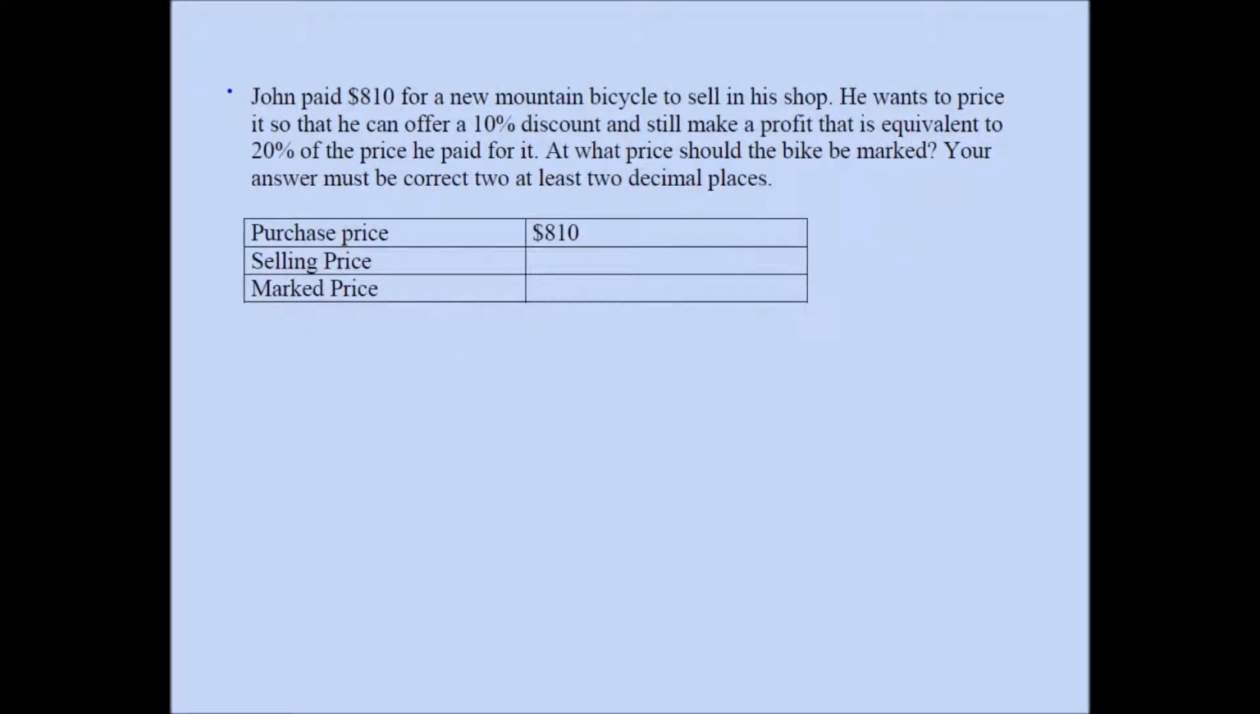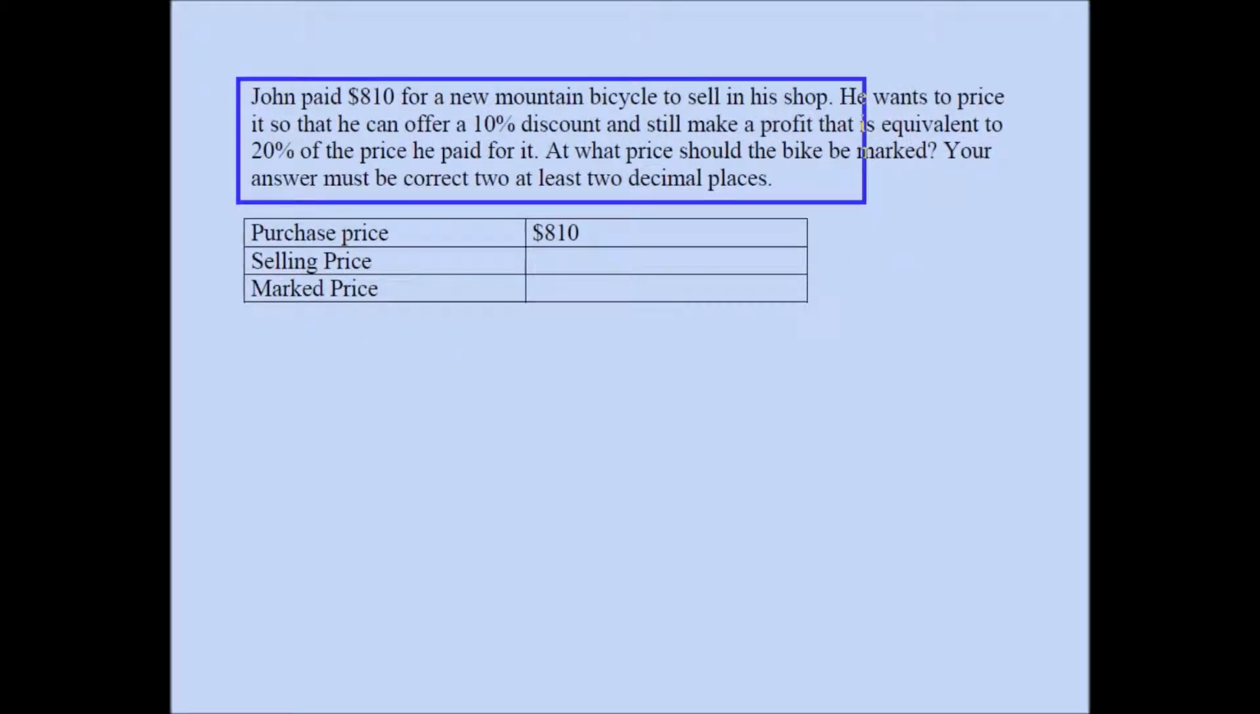Lots of things are going on here. I have the problem here in smaller font. We have a bunch of prices. He paid $810 for the bike. I'm going to call that the purchase price. That's what he paid. Then he wants to mark the bike so that he can give a 10% discount and still make a 20% gain or profit on this amount.